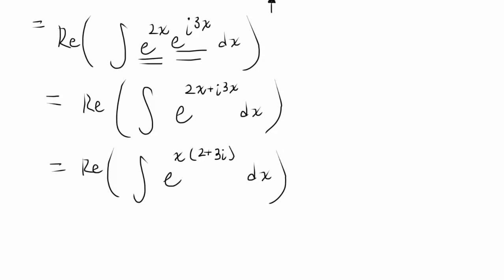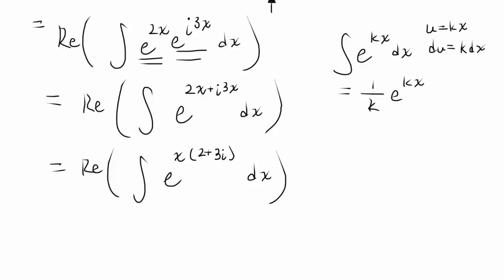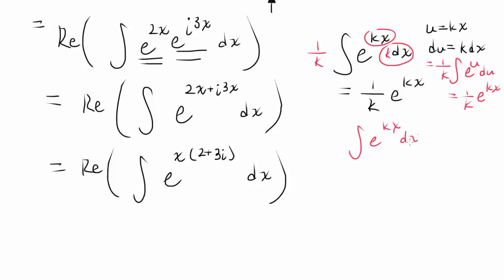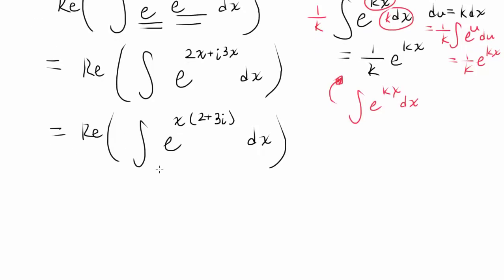You may know that the integral of e to the kx dx is simply 1 over k e to the kx. You can prove this easily using u substitution, letting u be kx. Then du is going to be k dx. So we need k dx to turn to du, so we divide by k, and we get 1 over k e to the u du, which is 1 over k e to the u, which is 1 over k e to the kx. So we know the integral of e to the kx dx is simply 1 over k e to the kx.